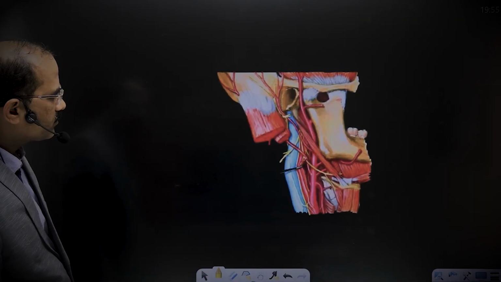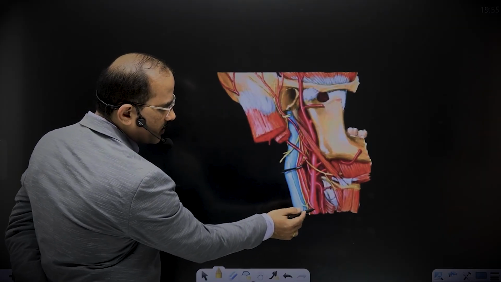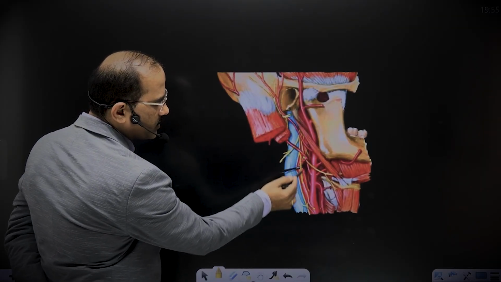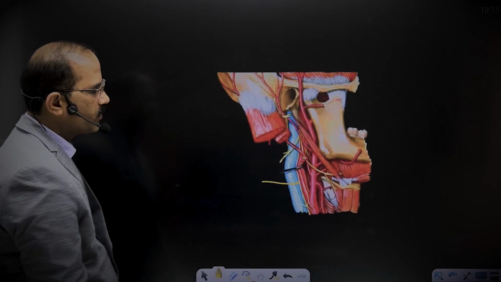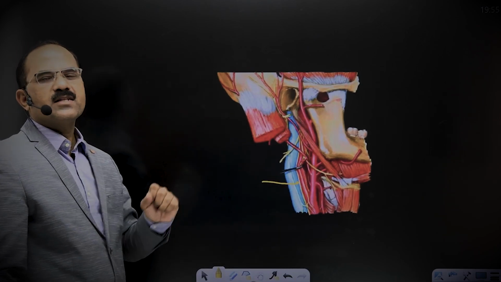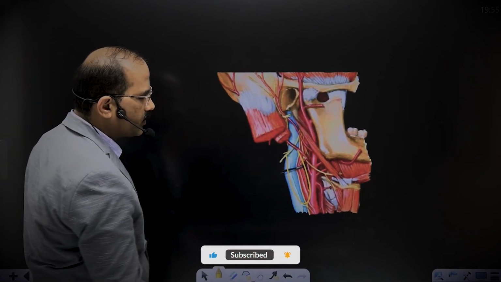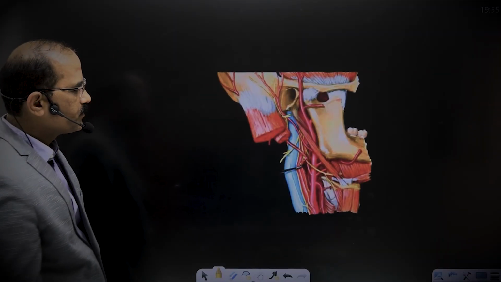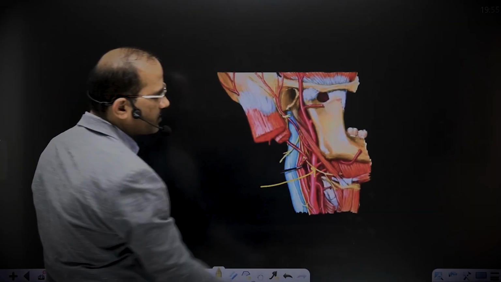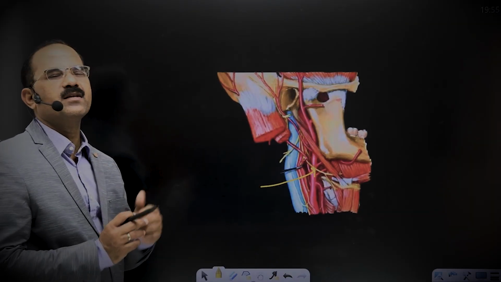So this is the internal jugular vein. This is the common carotid artery. That's the internal carotid artery. You can see this nerve with them. That's the vagus nerve. So there will be a sheath here. That's the carotid sheath. And what do we get on the carotid sheath? You can see this loop here. This loop is the Ansa cervicalis. That's the hypoglossal nerve that we see here in the carotid sheath.